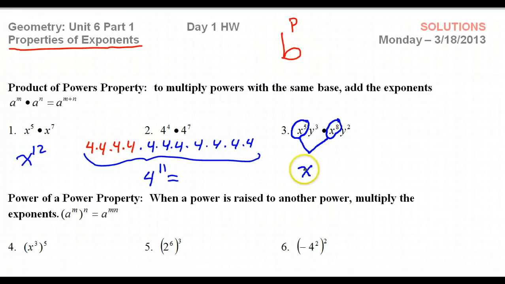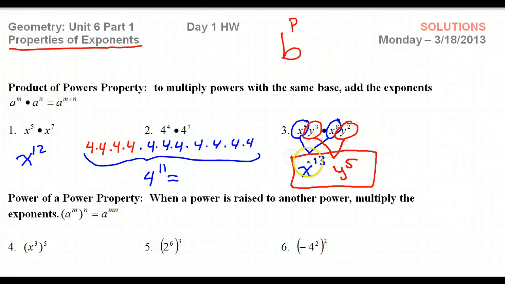That's going to make x to the 13th power. All right, again, we're just adding those exponents just like we did on the previous 2 problems. And then looking at the y's, we've got this y to the 3rd power and we've got y squared. If we put those together, what's that going to make? That's going to make y to the 5th power. All right, so that would be your answer for number 3.